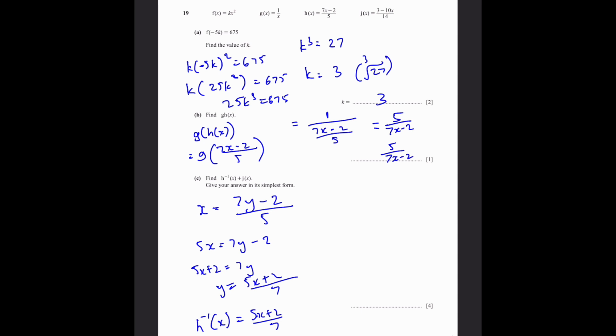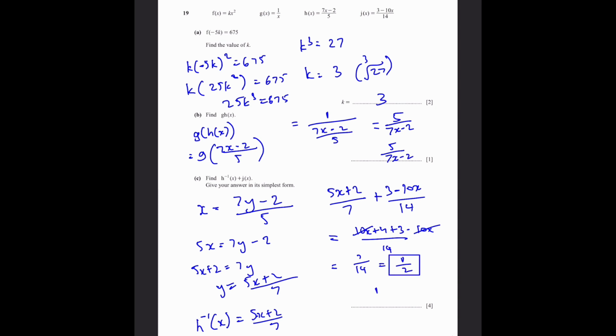Now for j of x. We add this to h inverse of x. So 5x plus 2 by 7 plus 3 minus 10x by 14. It's equal to, we can take a common denominator of 14. 10x plus 4 plus 3 minus 10x. Cancel out. It's equal to 7 by 14, which is equal to 1 by 2.